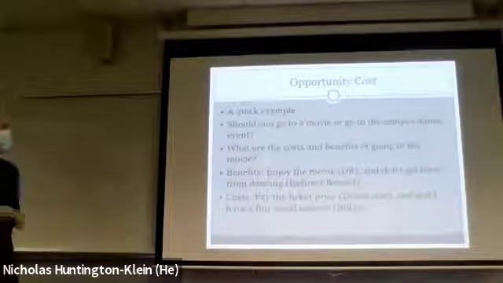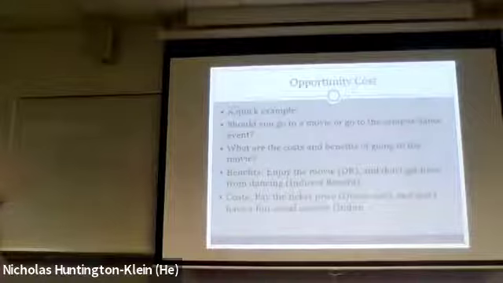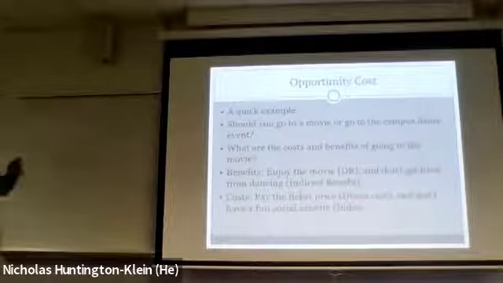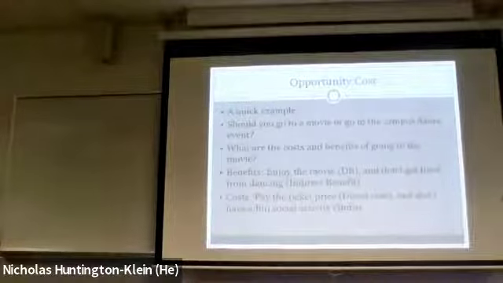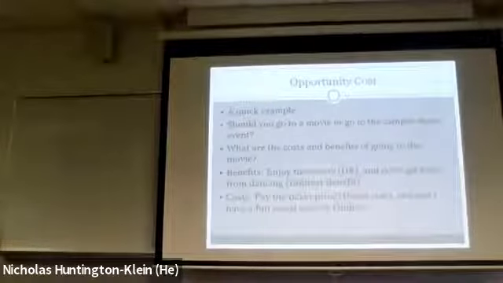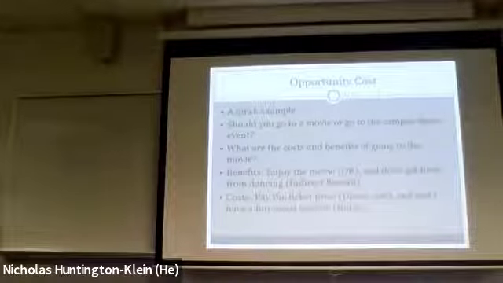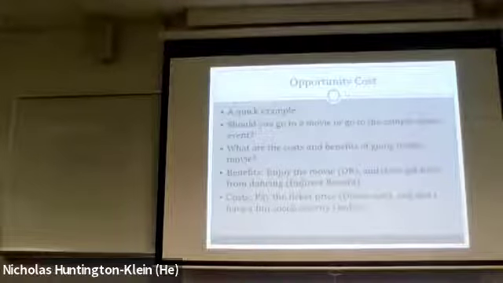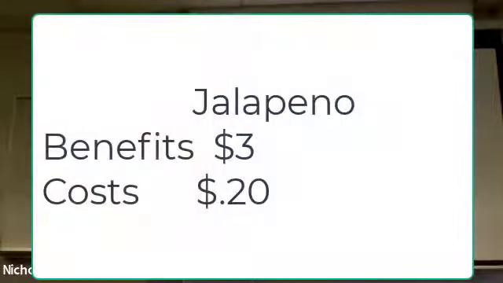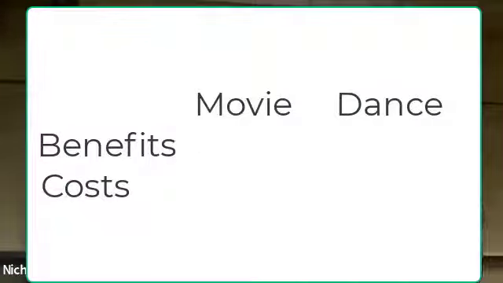So let's do a quick example, an antiquated example of things that do not occur anymore. Should you go to a movie or go to a campus dance event, right? So what are the costs and benefits of going to the movie and the costs and benefits of going to the dance event? So we're going to make a table just like this one. But instead of just buy or don't, we're going to have two different alternatives that we're going to weigh up. Okay, so we have movie. We have dance. We're going to have benefits, and we're going to have costs.